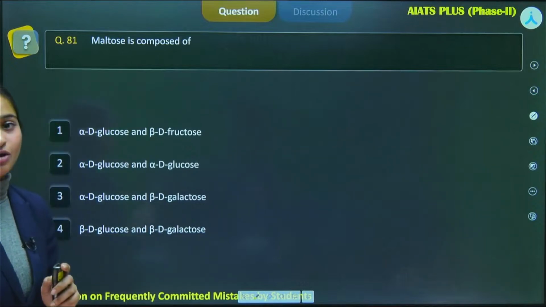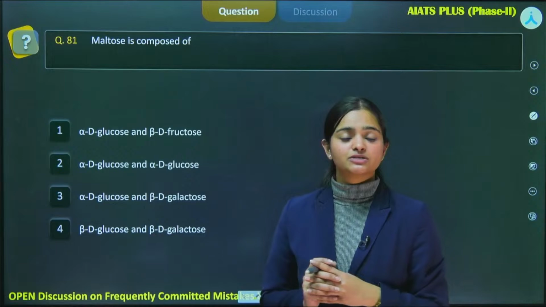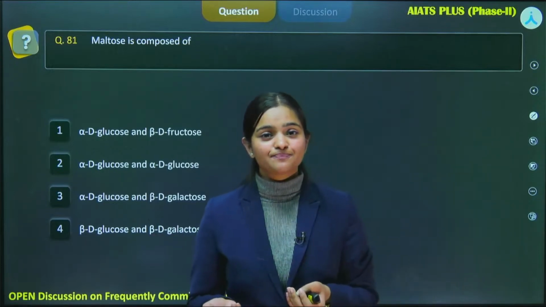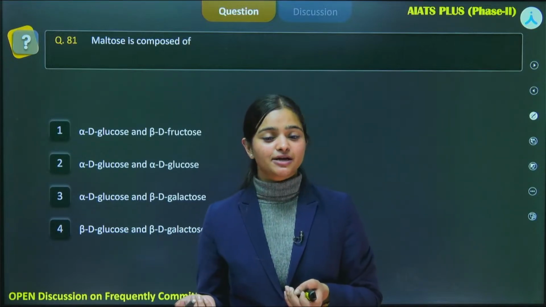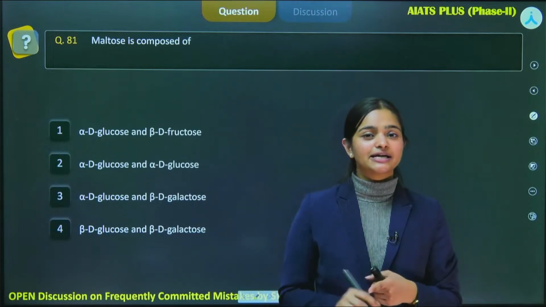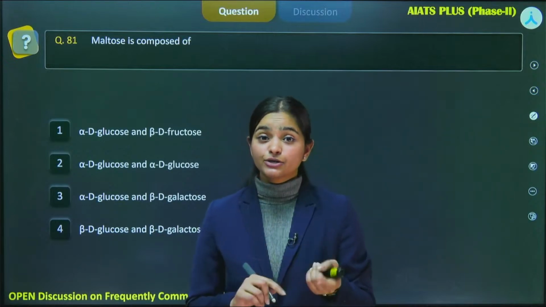Maltose is composed of... We know that maltose is a reducing sugar or a non-reducing sugar. Comment down and be quick. Maltose is a reducing sugar or non-reducing sugar? We study only one non-reducing sugar in our syllabus, and that is sucrose, whereas maltose is a reducing sugar.